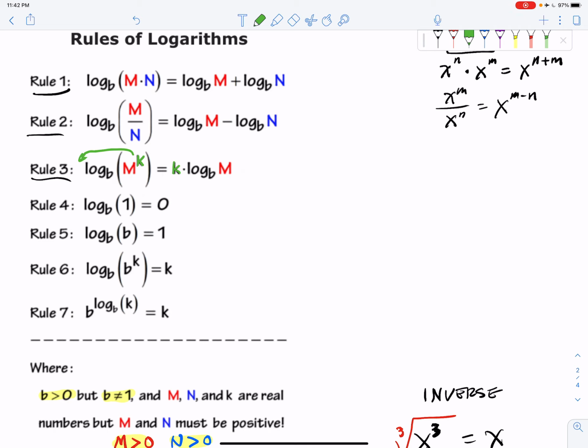Okay, rule number 4. We actually did this problem in 8.3, but we didn't have the rule, so we just had to use the definition of logs. Rule number 4 says that log of any legal base, where the base must be greater than 0 and cannot equal 1, of 1 will always equal 0. So if you see log base 13 of 1, that actually is just going to be equal to 0.